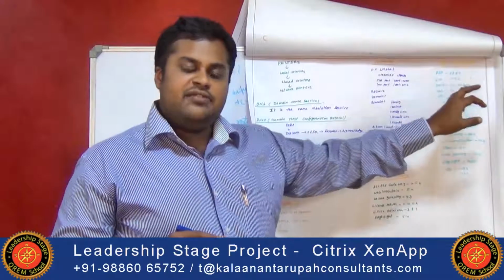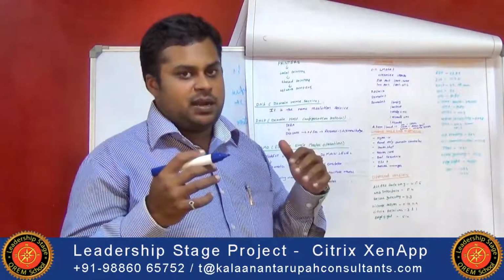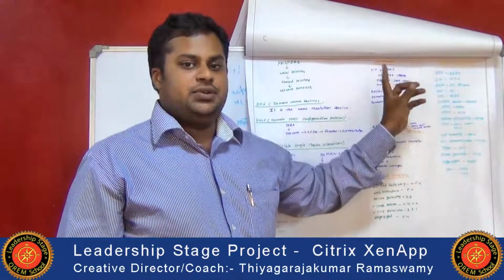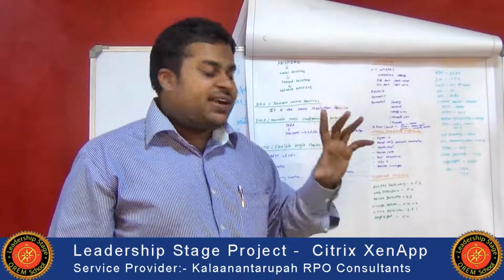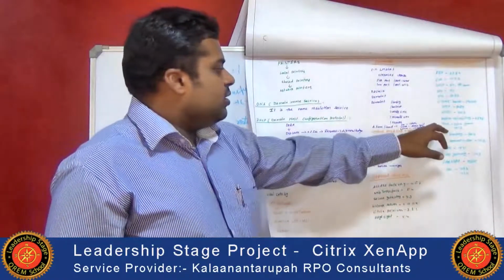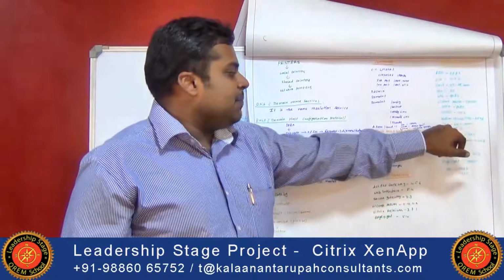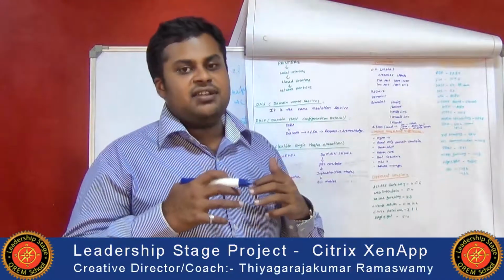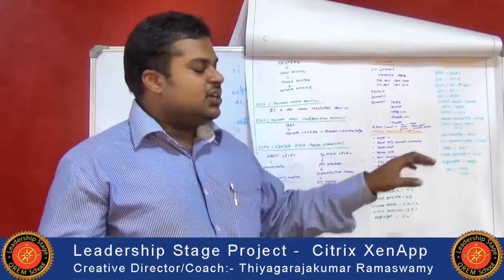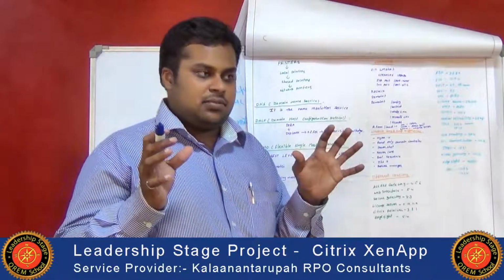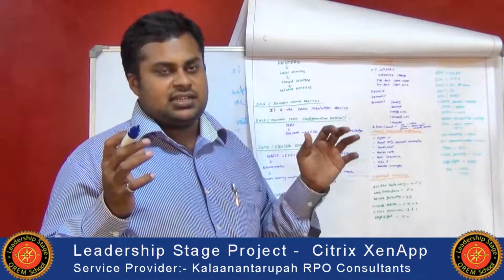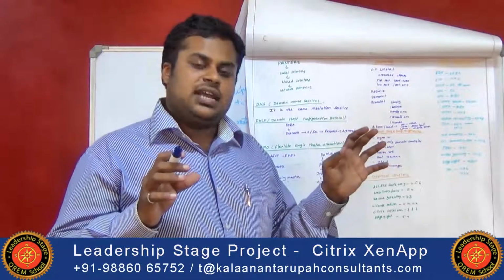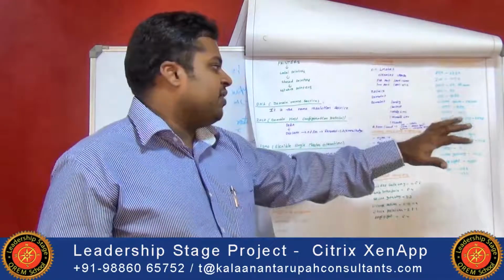And HTTP, we use for all the web interfaces. For that, we have to use HTTP, with port number 8080, and HTTPS uses 443. Independent Management Architecture, IMA. For this IMA, we have to use 2512 for incoming and 2513 for outgoing data. This IMA works as the middle layer between the database and XenApp servers. It connects the database to the XenApp server by giving access to anyone.